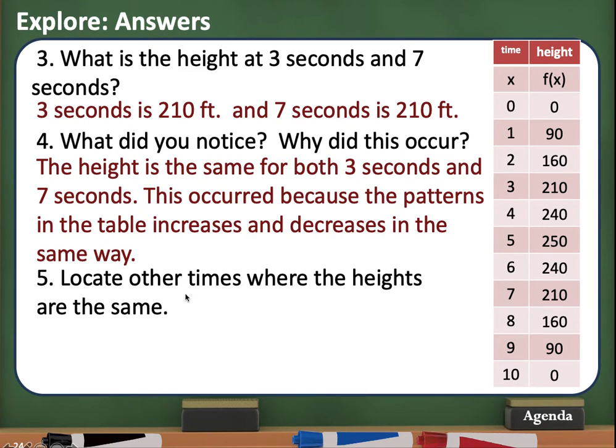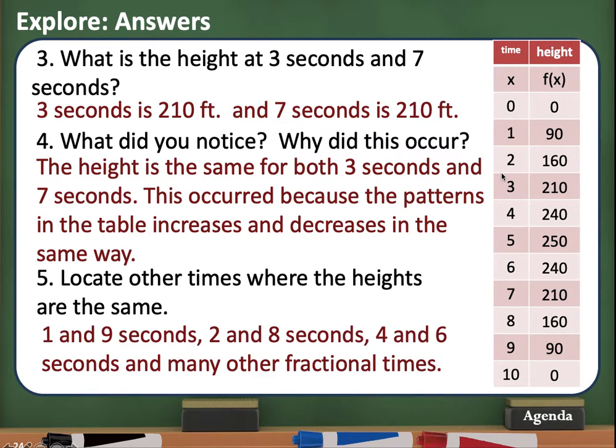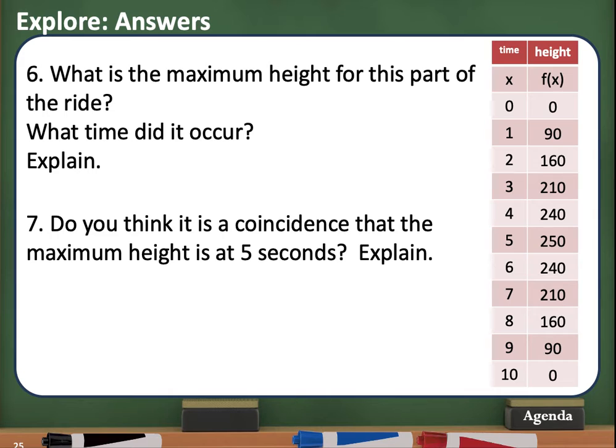And are there any other times where the heights are the same? You should see that there are plenty: 1 and 9, 2 and 8, 4 and 6, 0 and 10. And there are actually many other fractional ones. If we did 8.5 seconds, 8.6 seconds, 8.7 seconds, 8.8 seconds, 8.9 seconds, we would see a lot of other ones, but these are just the whole number times. But if you thought about decimals, fractions, there'd be an infinite number of matching pairs.